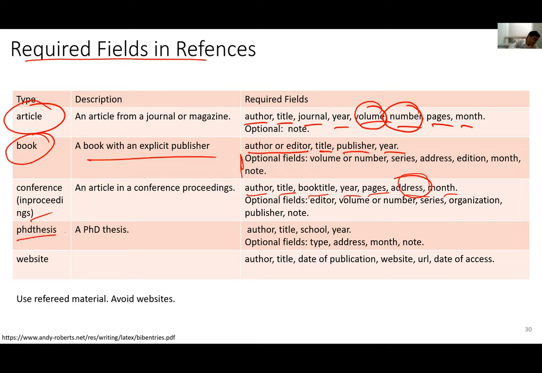And then PhD thesis, so how to cite a PhD thesis. So author, title, school, year, and then website, citing website is also very important. So these are usually discouraged, to cite websites. So try to stick to these four things.